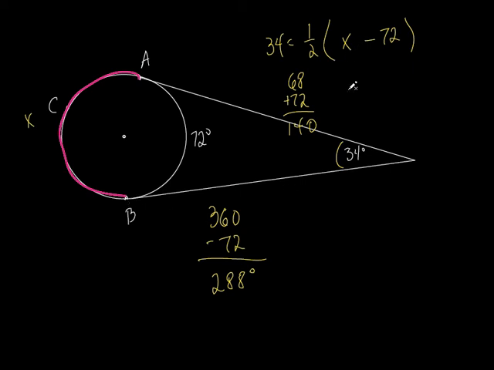If this is 34 and this is 72, this would have to be 140. But there's no way that can be 140, because if 140 is this and 72 is that, it doesn't add up to 360, and it has to. So we know there's something wrong somewhere along the line here. I'm not sure exactly what it is.